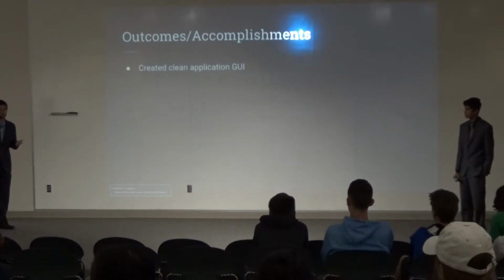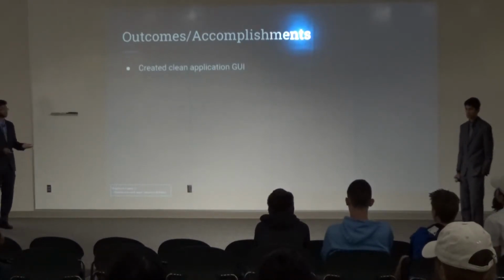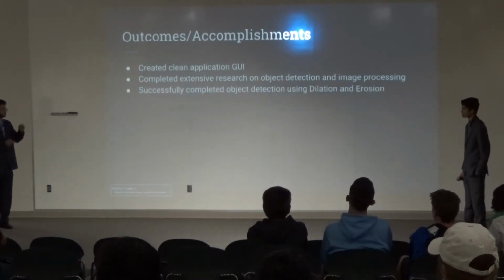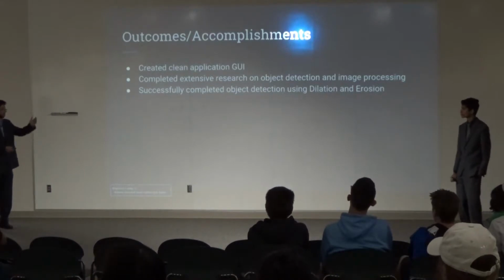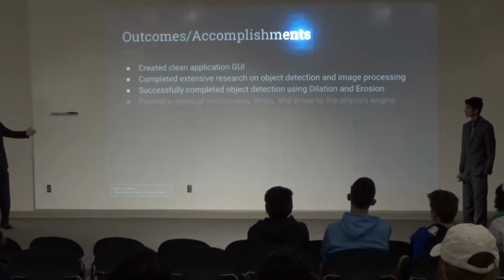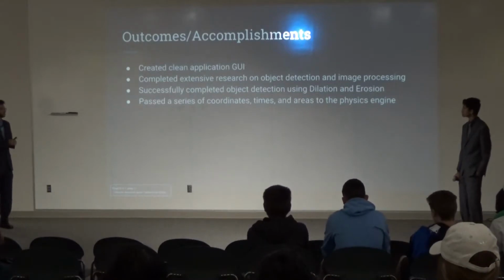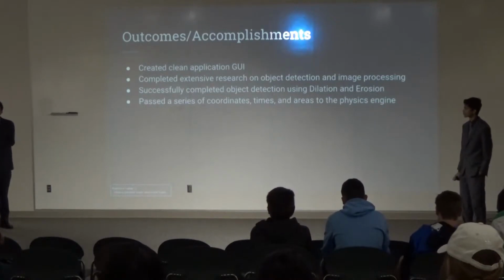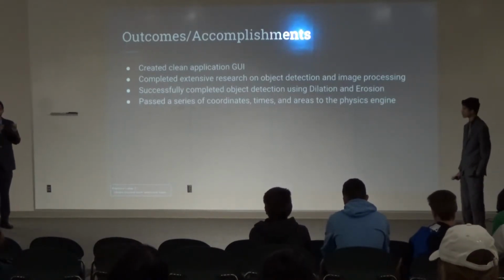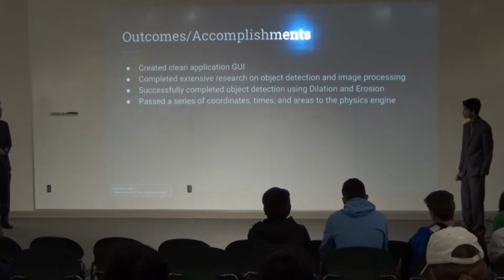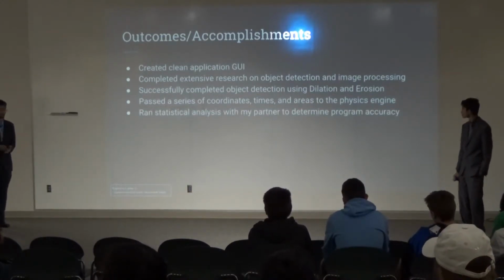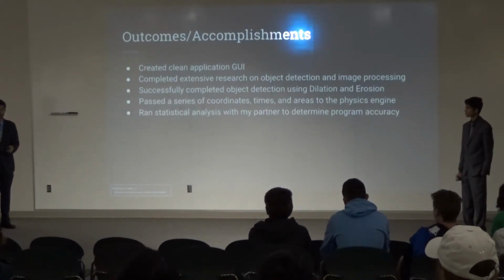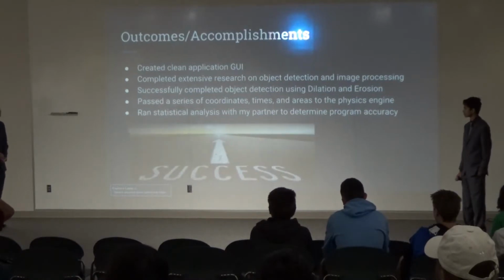So, outcomes and accomplishments. First, I created a clean application user interface, as I already showed you. I completed extensive research in image processing. I successfully completed object detection using image processing, with the two operations, dilation and erosion. I passed a series of coordinates and times and areas to the physics engine, so that the physics engine now has the x, y, and z coordinates as its input, as well as the different times at which those measurements were taken to calculate velocity. Lastly, I ran statistical analysis during the month of March with my partner to determine program accuracy and see where we were at and where we could improve.